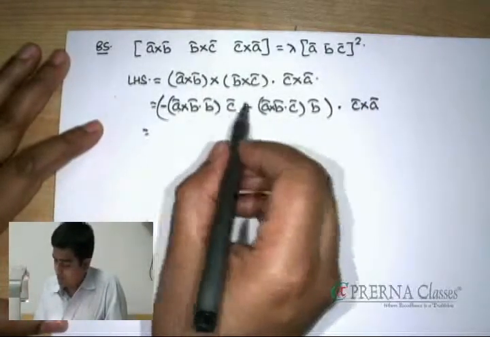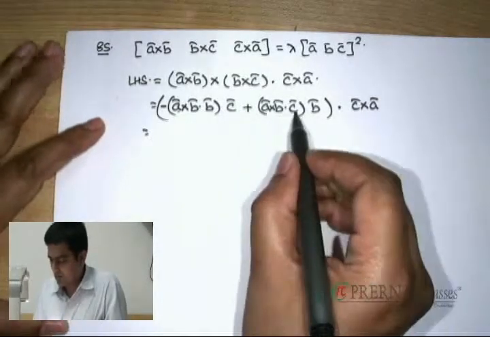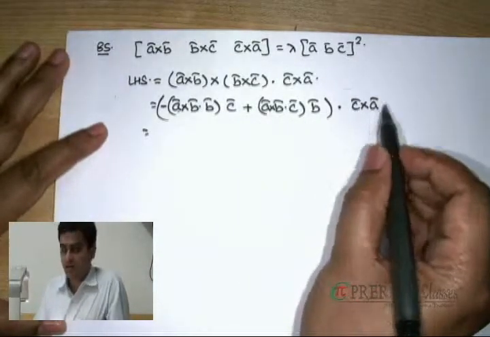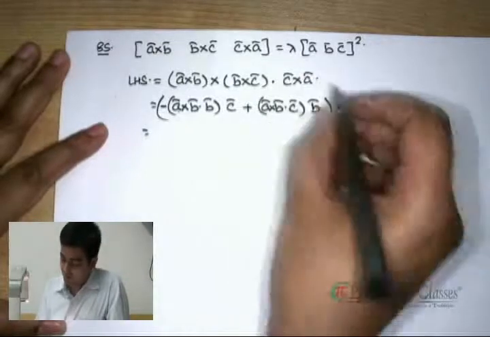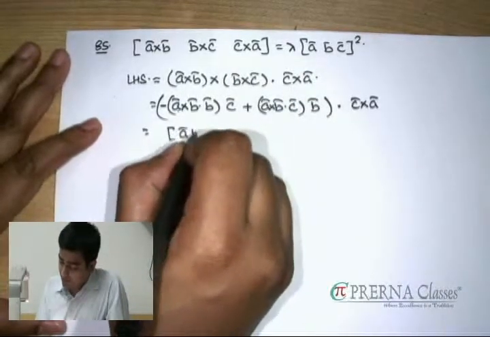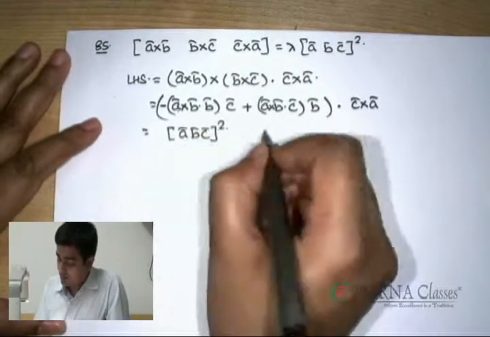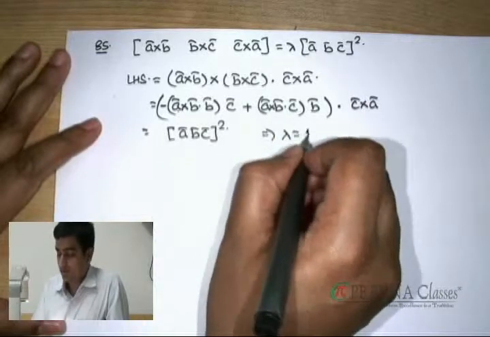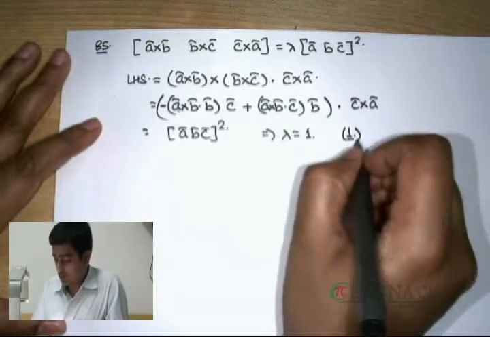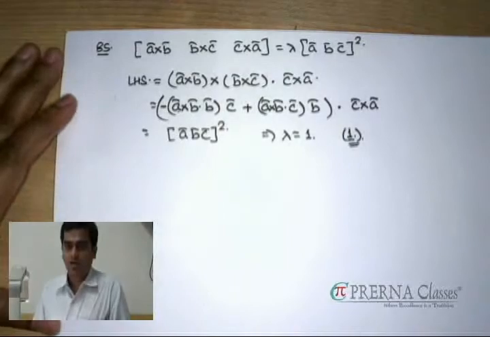Clearly this is 0, so forget about that part. This is STP of ABC, this is BCA, they are in cyclic order. So clearly then that is nothing else but STP of ABC whole square. Hence lambda is 1, which is the correct option, option 1.